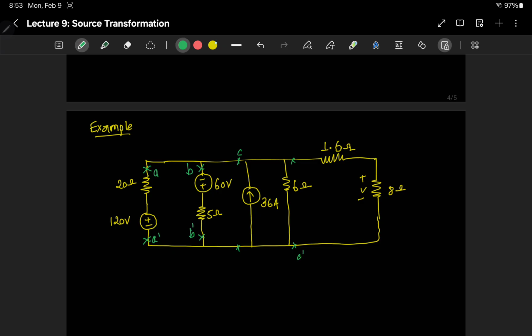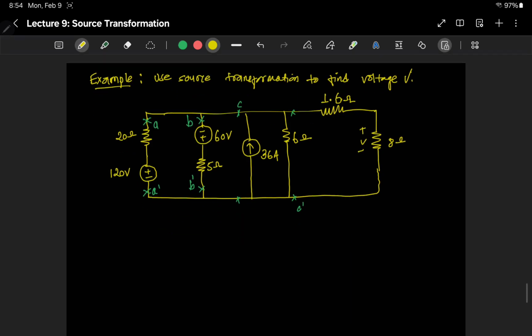So the question asked is: find the value of voltage V. Use source transformation to find voltage V.